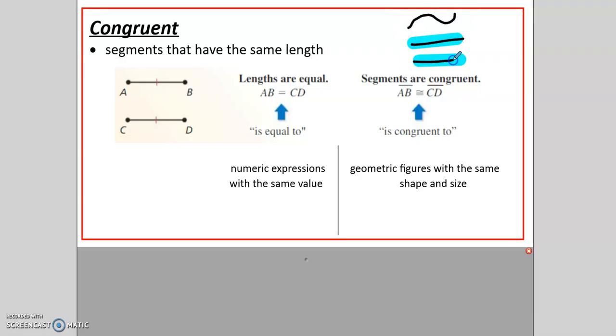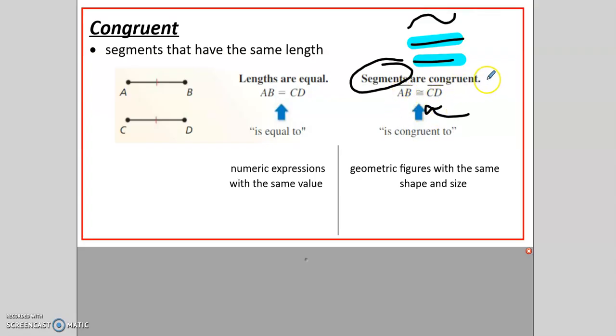The equal sign and then a squiggly line on top. You can see it right here. So how do we use this term congruent? We use this term congruent to say that segments have the same length. So I would say segment AB is congruent to segment CD. That's how I would read this.